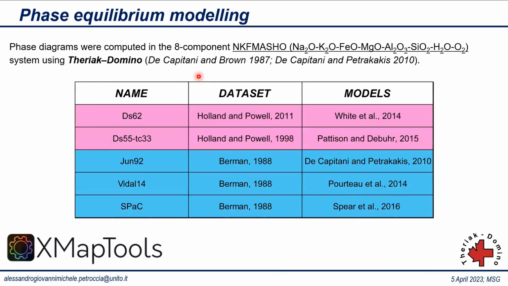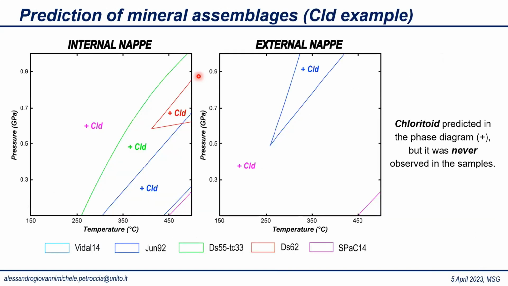But as I said before, we also want to compare these results with the phase equilibrium modeling of low-grade metapelite. We use Theriak-Domino with 5 different databases, 2 based on the Holland and Powell datasets, and 3 based on the Berman datasets. The first part that we want to analyze is the prediction of the mineral assemblage. Here I put 2 examples: one is chloritoid, and one is albite.